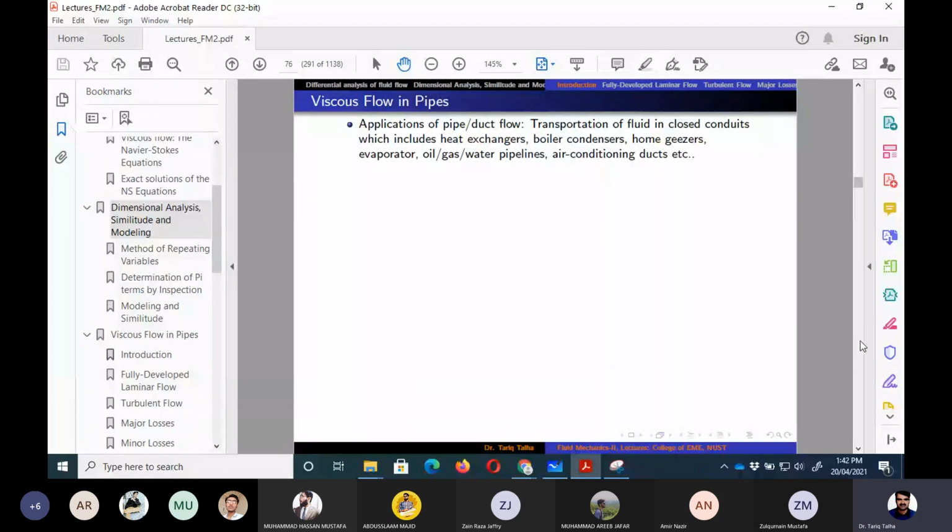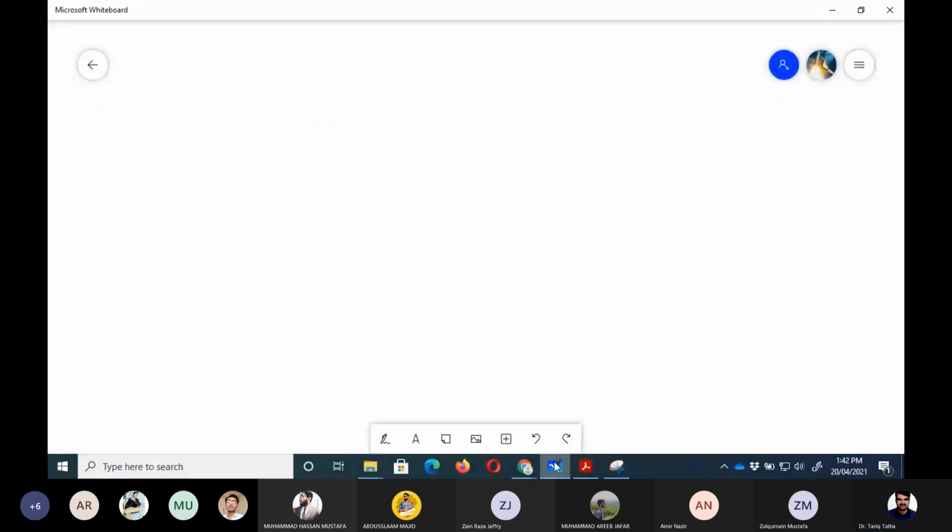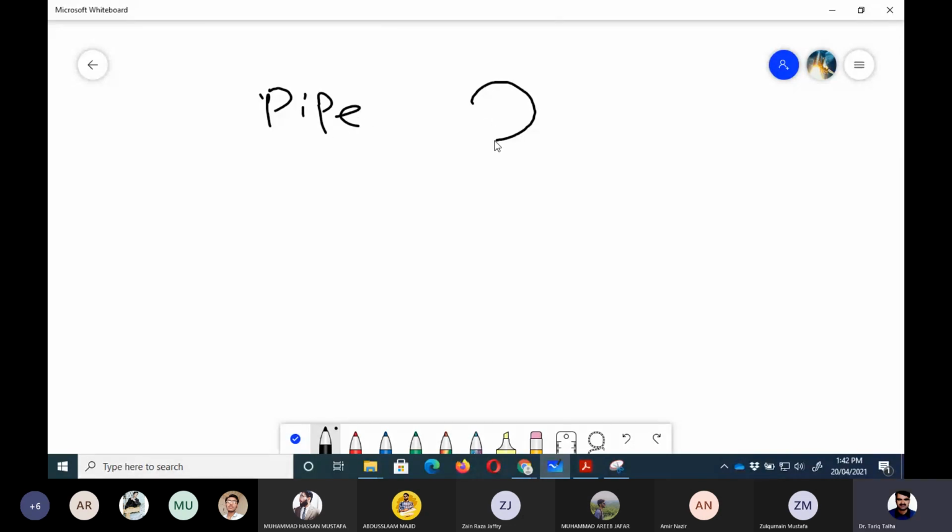Okay, so geometrically, internal flows have two types. One is pipe. So in pipe flow, we have a circular cross section, right? And then the second one is duct. So duct is something like a square or rectangular cross section.